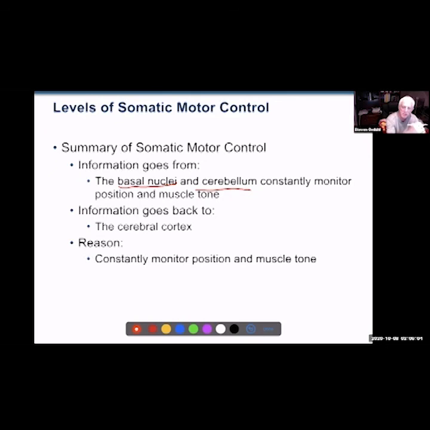So the basal nuclei and the cerebellum know where all your body parts are in space. When the information comes to them, they say, we're at this location, so now we move smoothly to another location. It doesn't jerk around to try to find the location. Then the information goes back to the cerebral cortex so it can make an informed decision on what movement it wants to make. So you constantly monitor position and muscle tone.